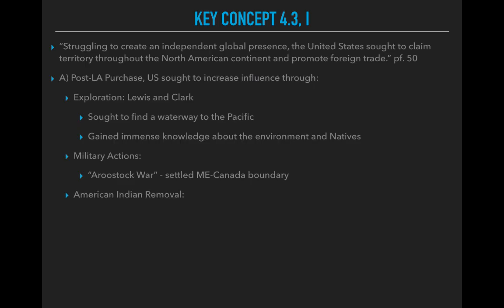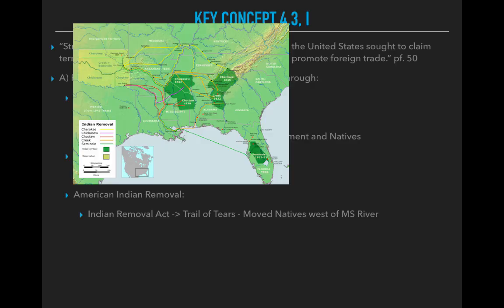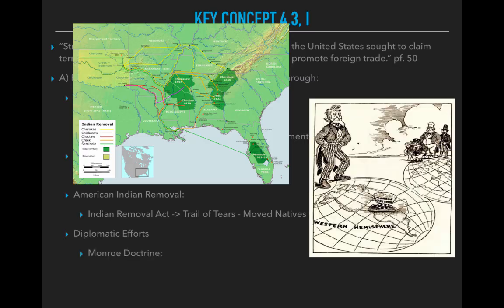We have American Indian removal as well. The Indian Removal Act of 1830, which led later to the Trail of Tears, forced many natives to move west of the Mississippi River. And here is a map of the forced removal of Native Americans beyond the Mississippi River into present-day Oklahoma.